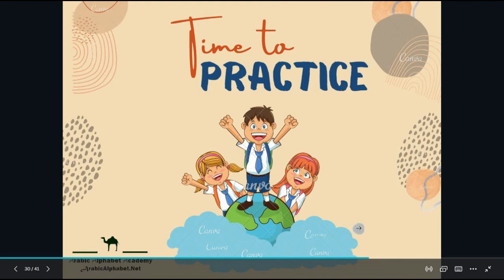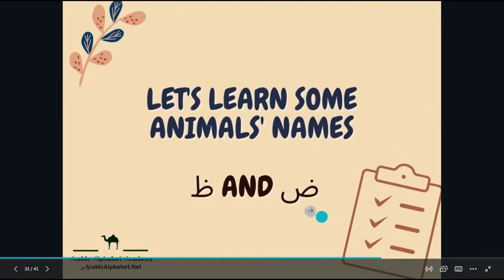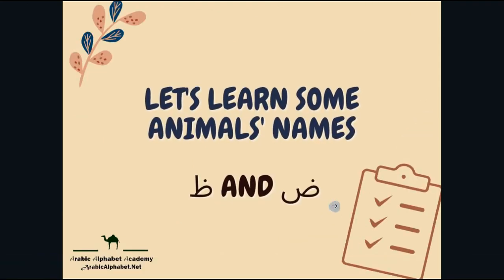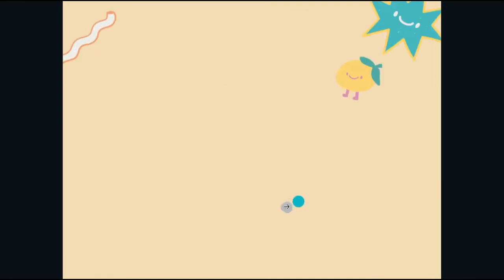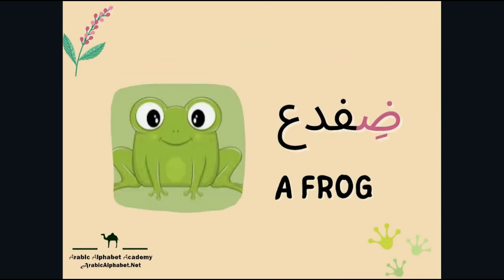Now it's time to practice. What we will do, we are going to learn some animals' names with these two letters, because in general, these two are not simple letters to find in animals' names. So that's what we are going to check today. First of all, let's see 3 animals with the letter ضاد. ضفدع, ضفدع. It means a frog.